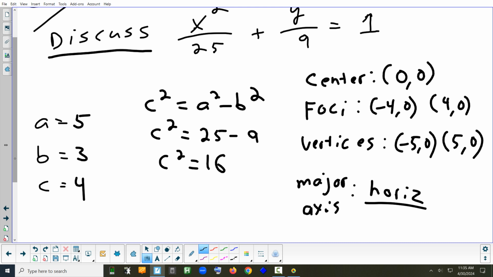What if I asked you something like, how long is the major axis of this ellipse? 10. Major axis is 10 units long. What if I asked you, this one's a little trickier, how long the minor axis is? 6. B is the distance from the center to the minor axis. So from here to here is 3, and from here to here is 3. So the minor axis is 6. Major axis is 10.